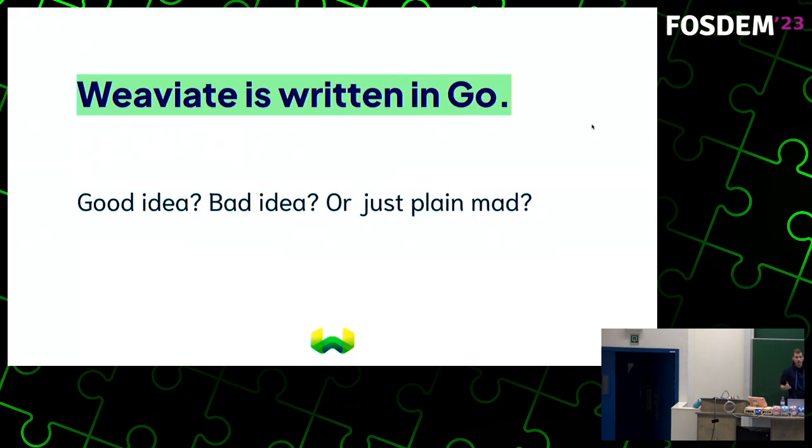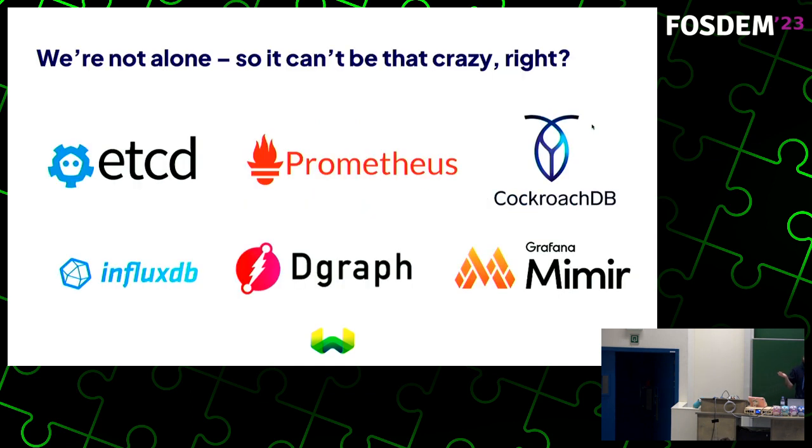So Weaviate is written in Go. Is that a good idea? Is that a bad idea? Or have we just gone plain mad? So we're not alone. That's good. So you probably recognize these things. They're all bigger brands at the moment than Weaviate, but Weaviate is growing fast.